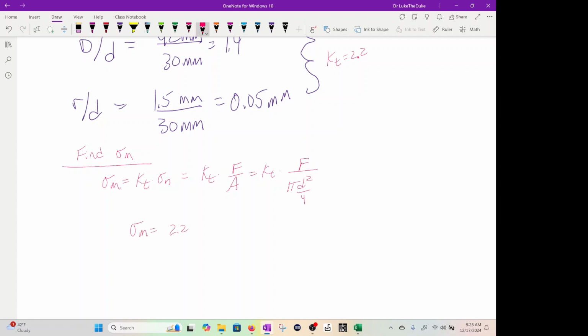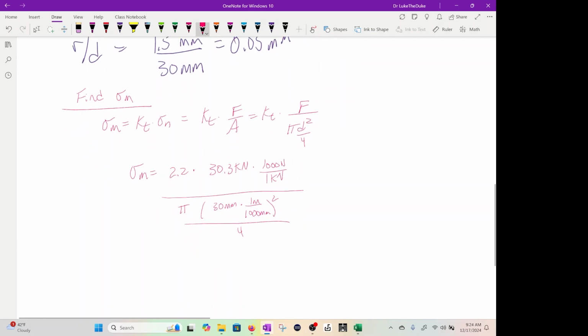So 2.2 times 30.3 kilonewtons times 1 newton. There's 1,000 newtons in 1 kilonewton, divided by pi times 30 millimeters. There's 1,000 millimeters in 1 meter, that's squared, divided by 4. And for sigma m, you get about 97 megapascals.